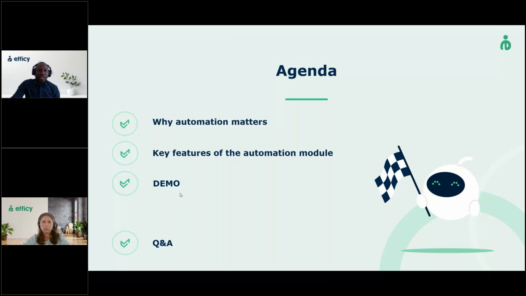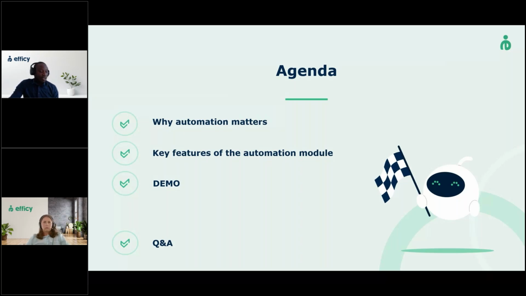So, okay, now going through the agenda. Essentially, we're going to start off with why automation matters. So a quick look at some of the pain points, some of the benefits, and some of the value that you get out of automation. But we'll also look at some key features of WebCRM automation. Then we'll take a demo. So Nana will go into the platform and show you the automation live in action.